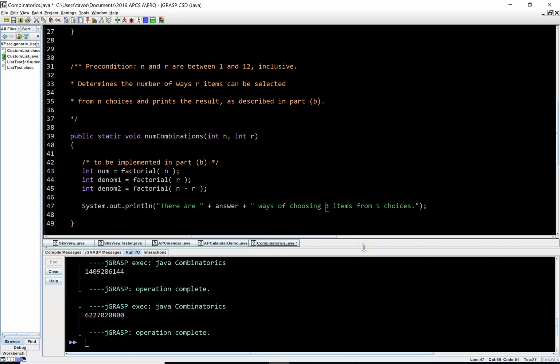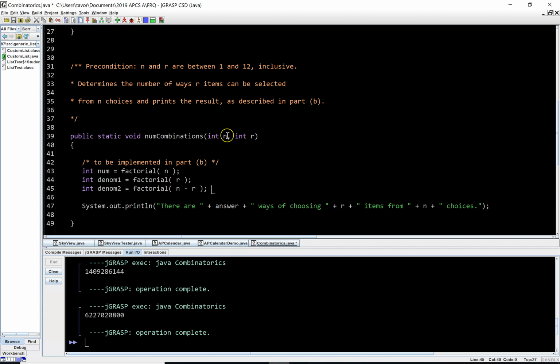I don't want to hard code the 3. 3 is supposed to be the r, so I'm going to terminate my string, plus r, plus, items from, and once again, I don't want to hard code the 5. I'm going to put plus 5 is n, plus choices. Okay, I think I got this.